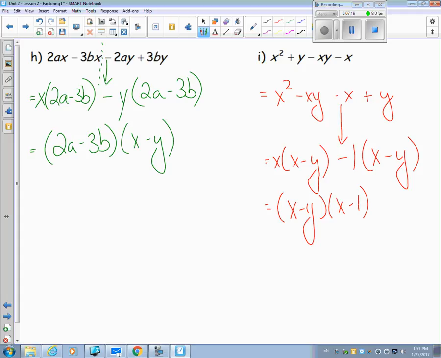Now that's one choice of order. You could have put them in a different order. It wouldn't have made a difference. It just means your brackets at the end will be in different order. The big objective there is you got to find something that you can take out to make the groups the same.